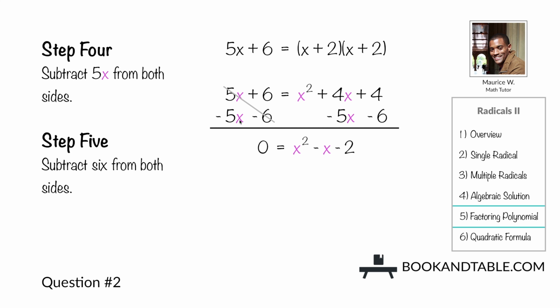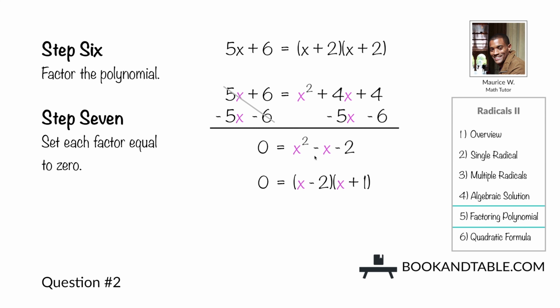And now on the right side, 4x minus 5x is negative x. 4 minus 6 is negative 2. So we are left with the polynomial 0 is equal to x squared minus x minus 2. Now we see the coefficient of x squared is 1. So we consider factoring by thinking about the factors of negative 2. Are there factors of negative 2 that have a sum of negative 1? That would be negative 2 and positive 1.